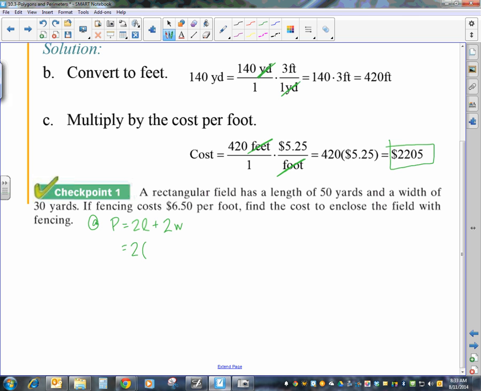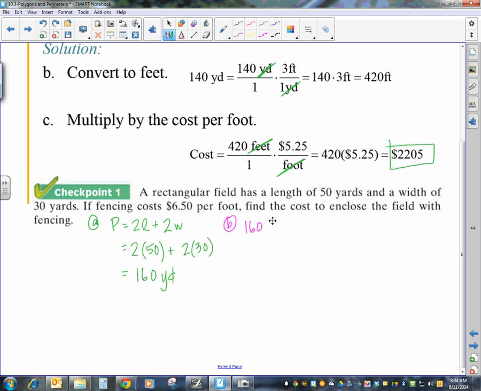My length was 50. My width is 30. So 2 times 50 plus 2 times 30 is a total of 160, and we're in yards. So part B says I have to convert those yards to feet.